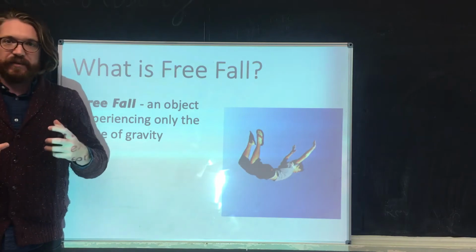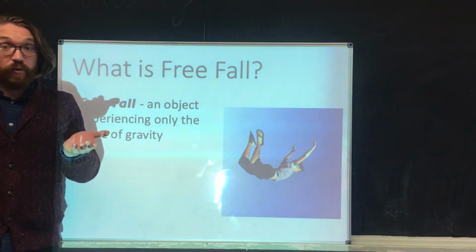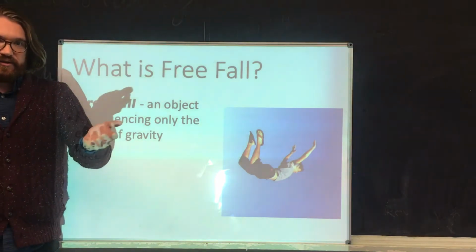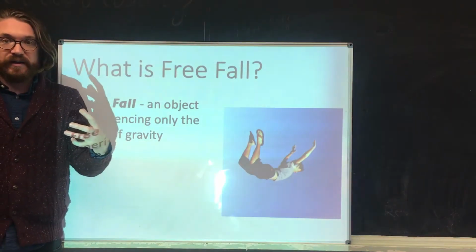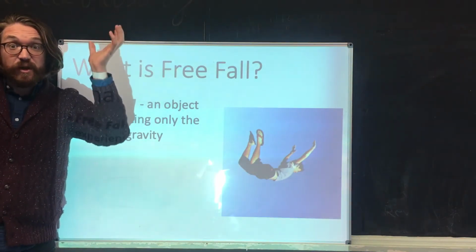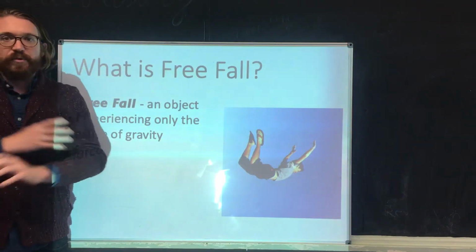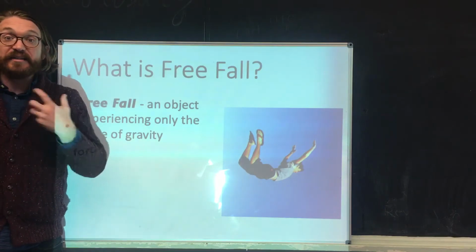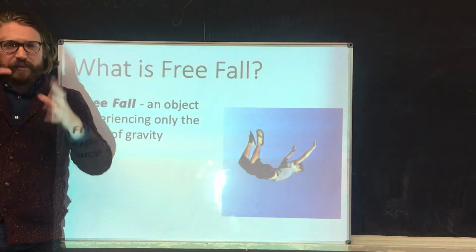Which means that something like an airplane would not be in free fall because it has a force that's pushing it up and forward. There's lift, there's thrust that's going on. A parachute wouldn't be in free fall because there's air resistance that's slowing it down. But anything that you throw into the sky, anything that we call a projectile that you're throwing up or shooting up or launching up, is in free fall as it's falling back down. So we're going to be looking at this today.